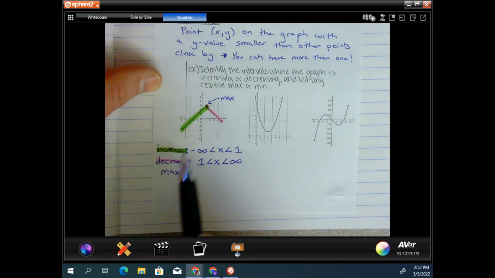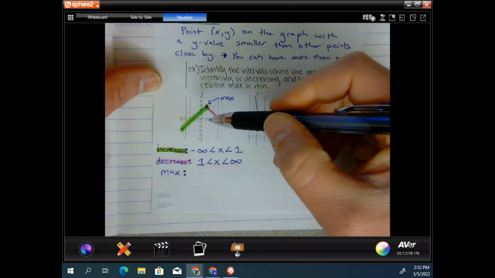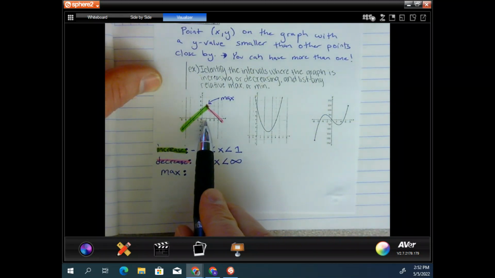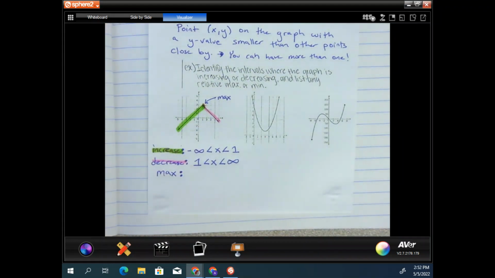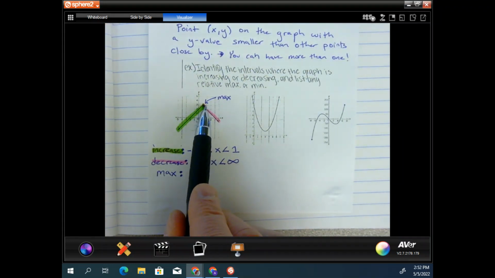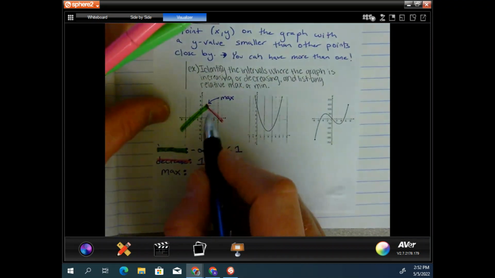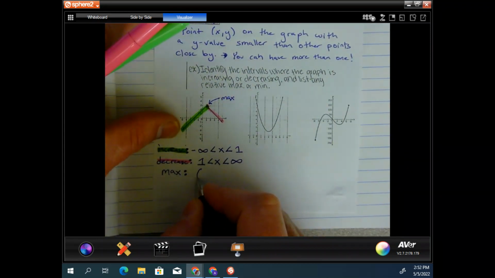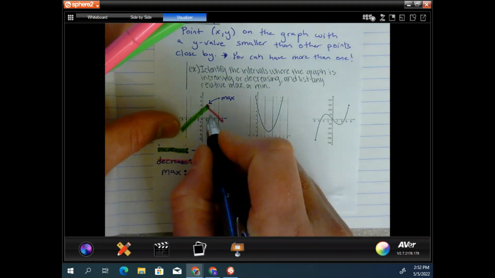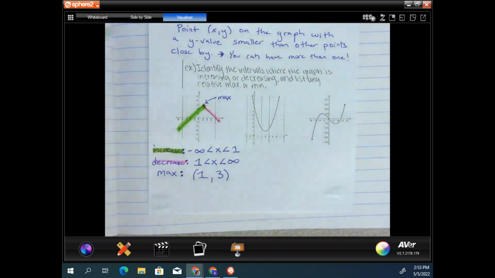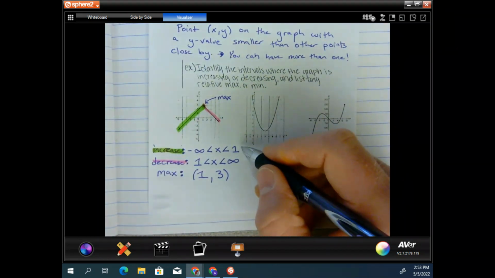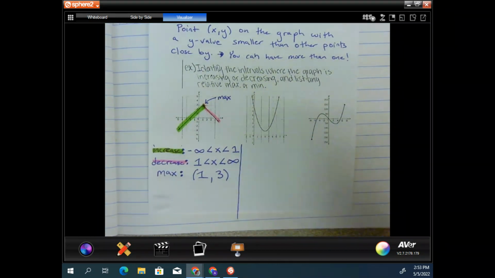Remember, I'm looking at it like walls. So I'm looking at it from 1. It starts here on my x; I'm looking for my x. Okay. And then my maximum is this point on the graph, and that point is over 1 on the x and up 3. So the point is 1, 3 as my maximum point.